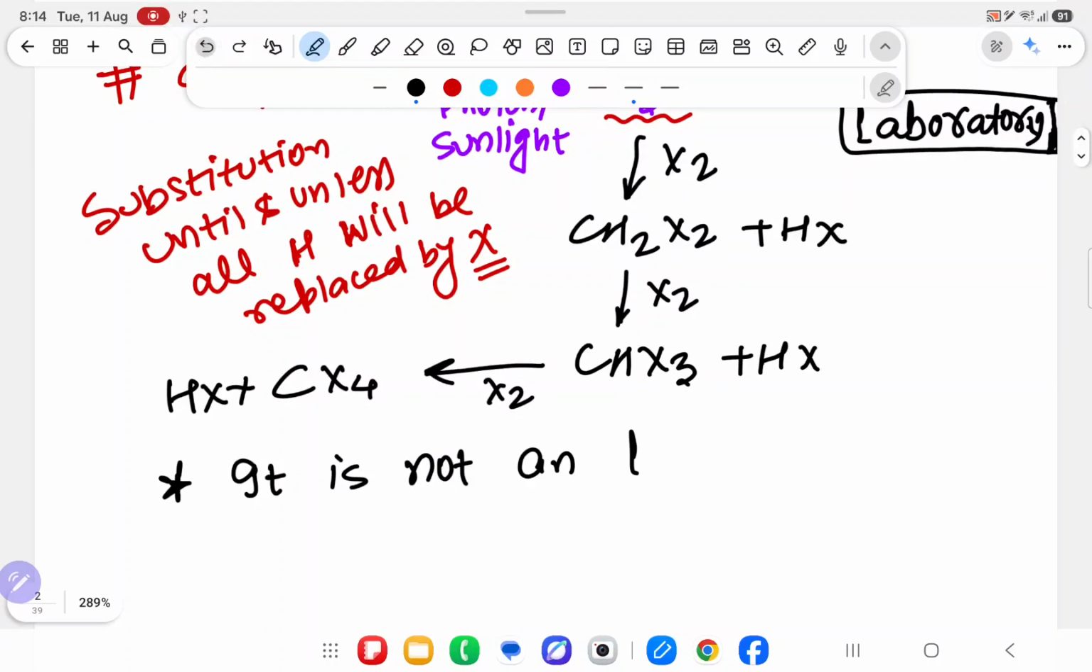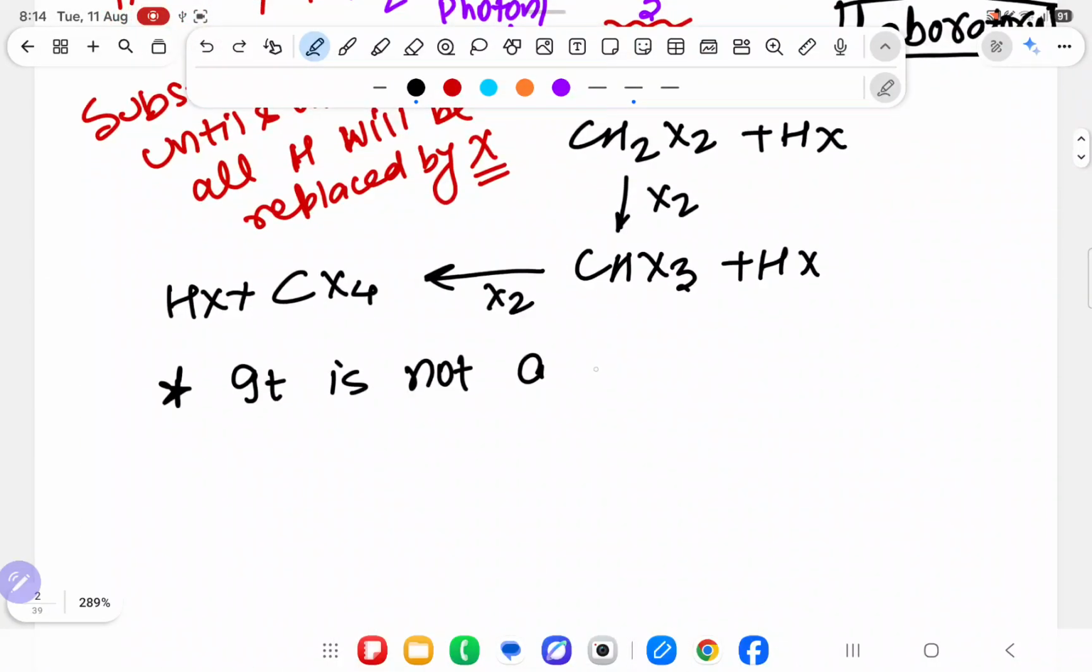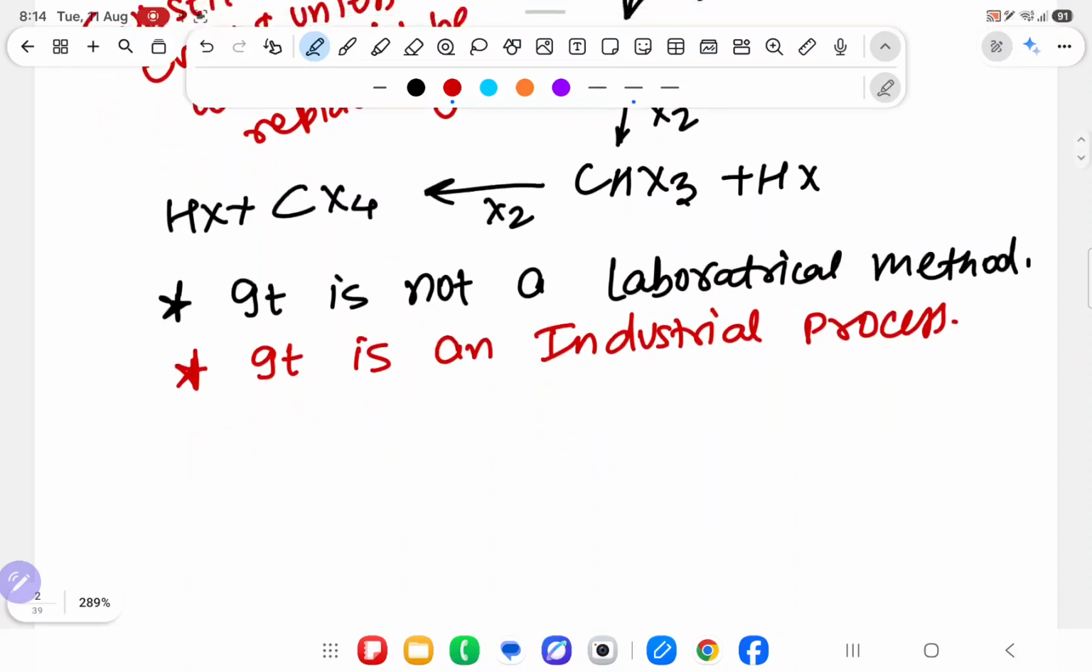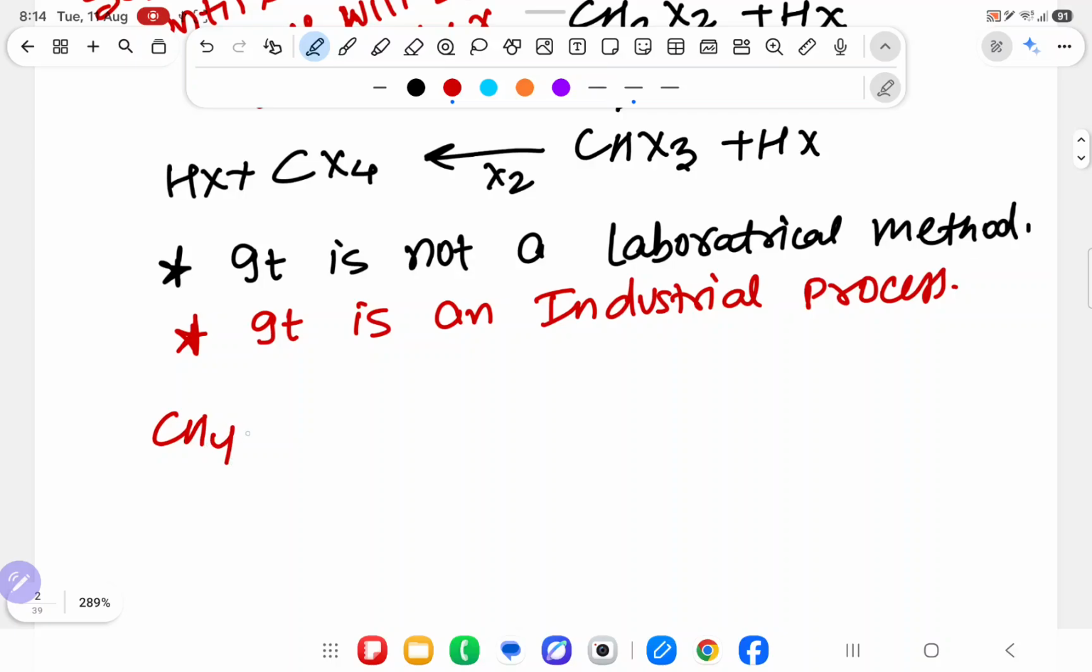It is not a laboratory method. This reaction you can't do in the laboratory. It is an industrial process. What will happen in the case of industry? We have lots of machines. That machine will stop the reaction.